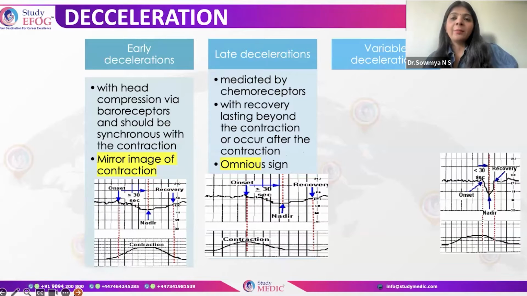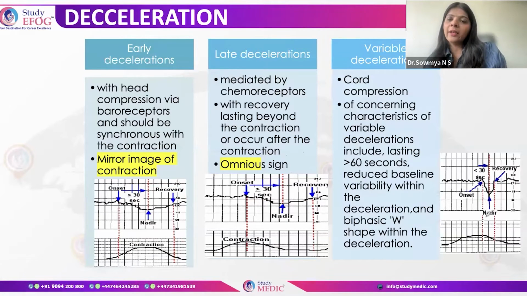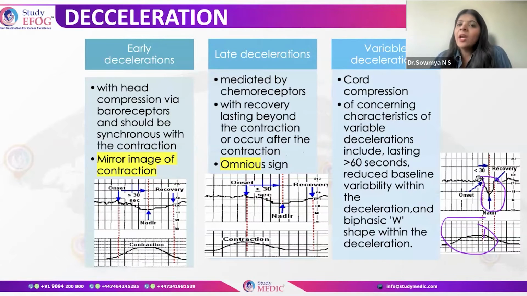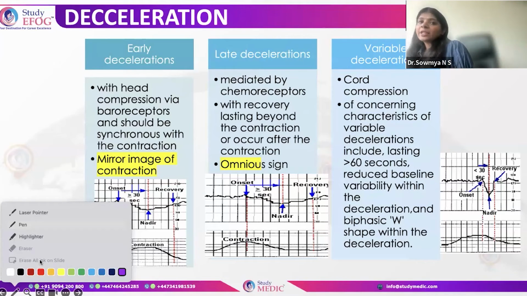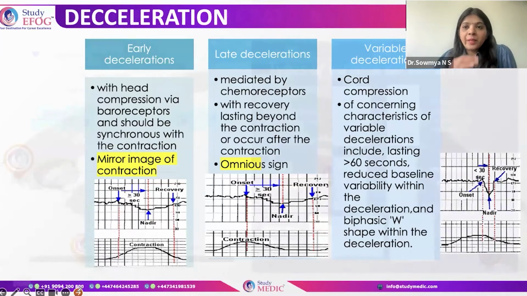When you come to the variable, the reason why it is variable is it is neither early nor late with respect to the contractions. Generally, you can talk about the decelerations with respect to the contractions. Ideally, you could see here, it is starting and ending within the contraction, but it is not a mirror image. Variable decelerations are most commonly seen in labor due to cord compression. These are the most common ones which you can see. However, there are variable decelerations with concerning characteristics which you would be more worried about.